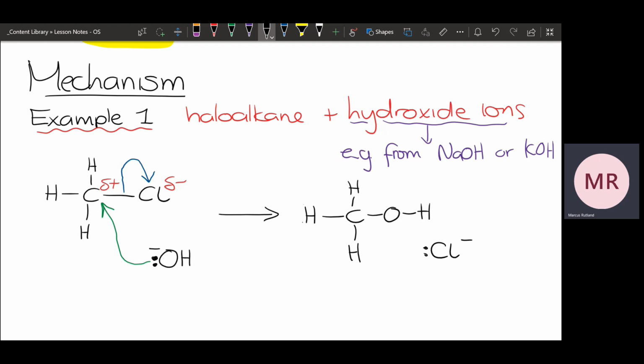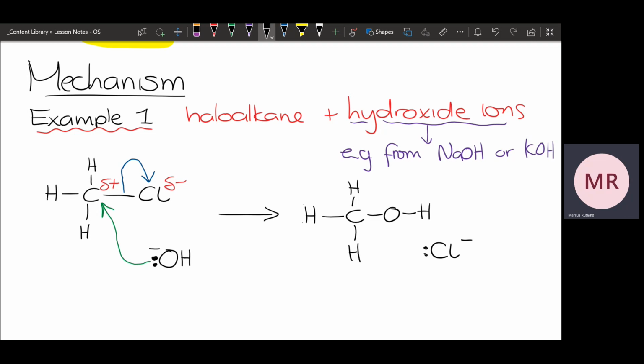Okay, just have a pause and have a look at it. See where the arrows start. See where they go to. And make sure you can see the logic of the story. This is not something that you're supposed to just memorize as a series of random squiggles. So the initiator of this is the hydroxide ion with its lone pair.